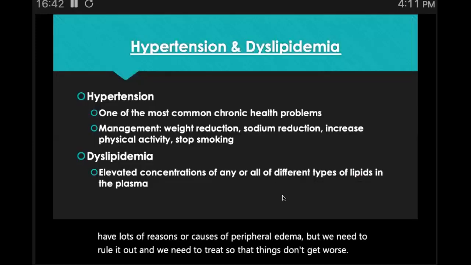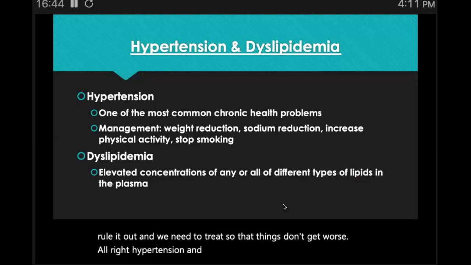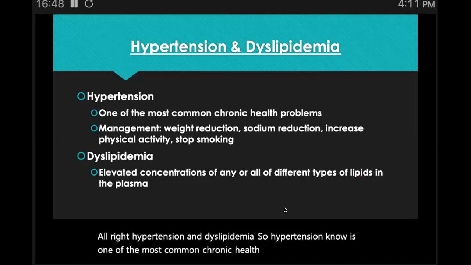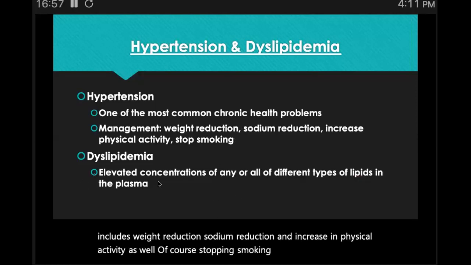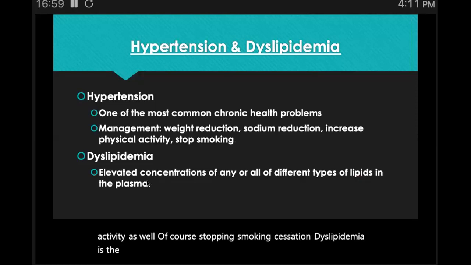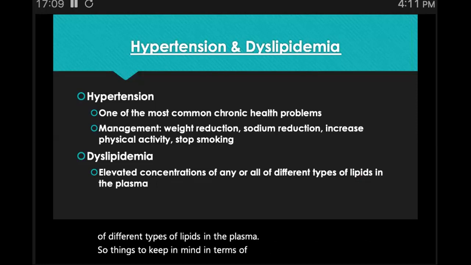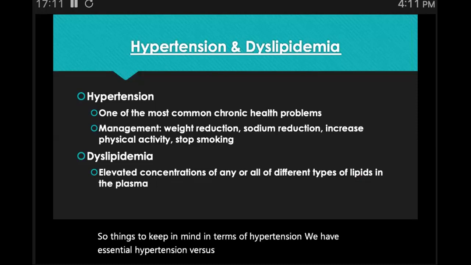All right, hypertension and dyslipidemia. So hypertension, we know, is one of the most common chronic health problems. Management includes weight reduction, sodium reduction, and increase in physical activity, as well as, of course, smoking cessation. Dyslipidemia is the elevated concentrations of any or all of different types of lipids in the plasma. So things to keep in mind in terms of hypertension, we have essential hypertension versus secondary hypertension.